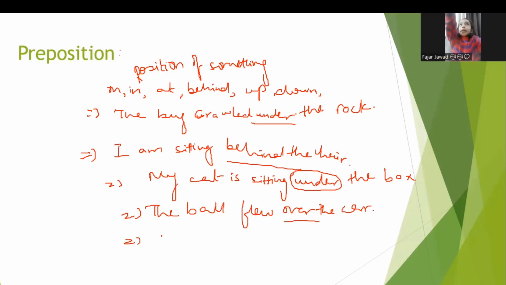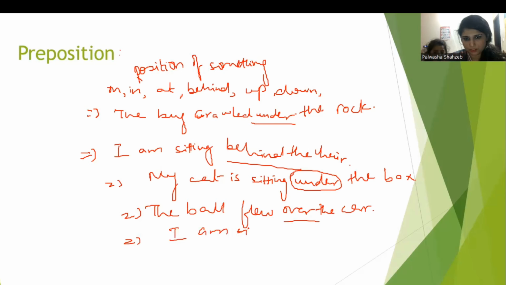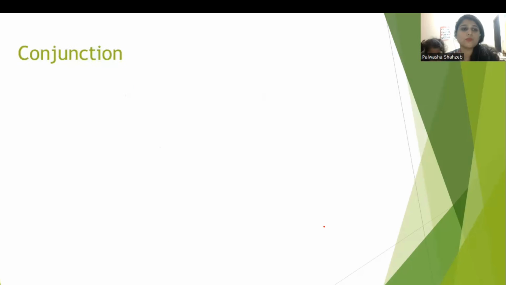If I am upstairs and my whole family is downstairs enjoying a barbecue party, I am sitting upstairs, telling the position where actually you are sitting, and my whole family is sitting downstairs enjoying the party. Upstairs, downstairs, both telling the position. Isn't it right, preposition? Fine. Moving on to the next one.